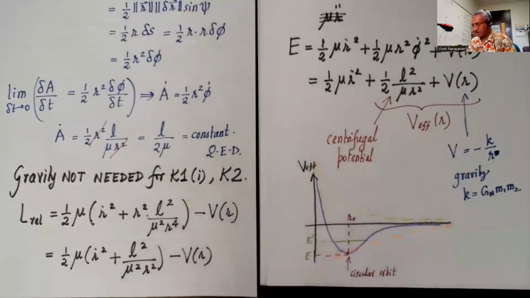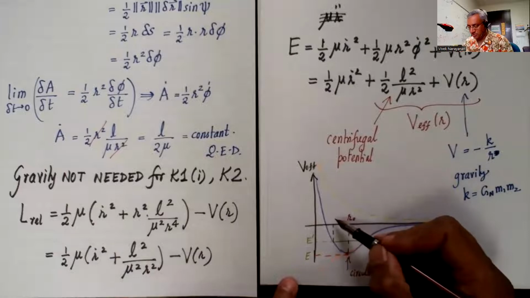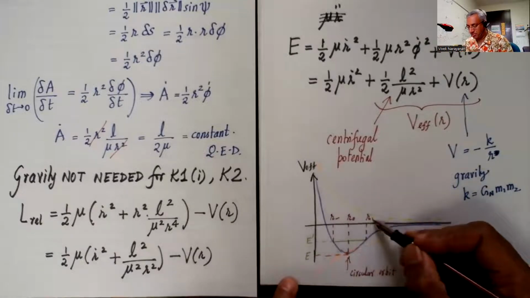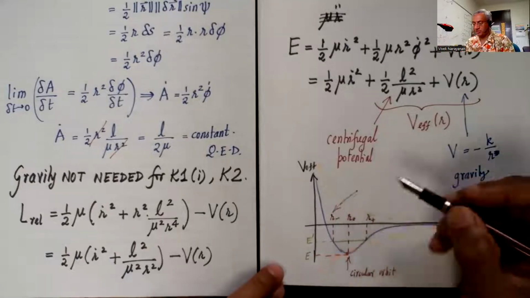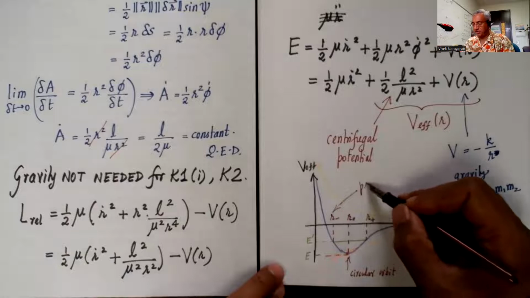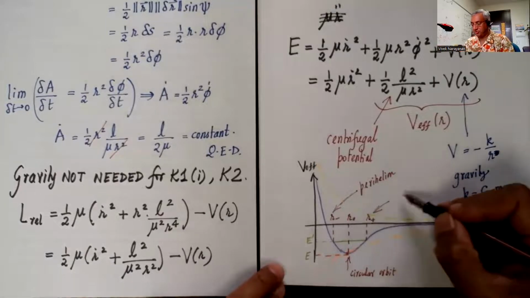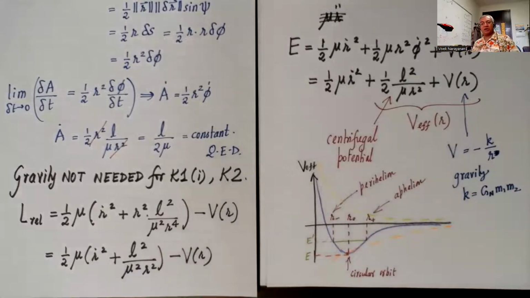Then the orbit has got two places, a minimum and a maximum place. The minimum is usually called a perihelion, and the maximum is called an aphelion. All right, that's the term for solar system. And these are elliptical orbits.